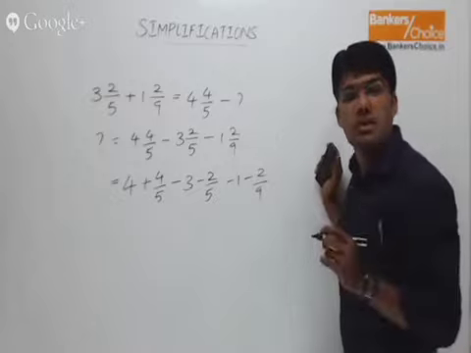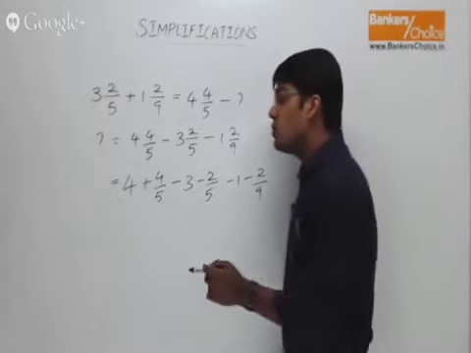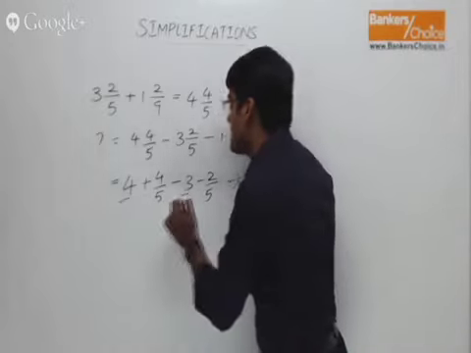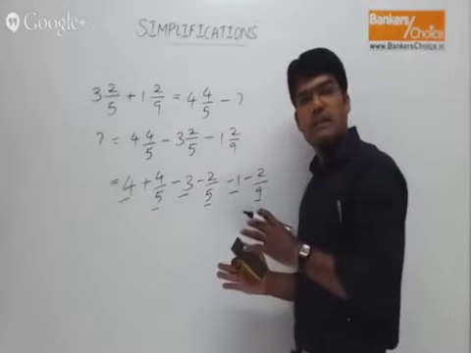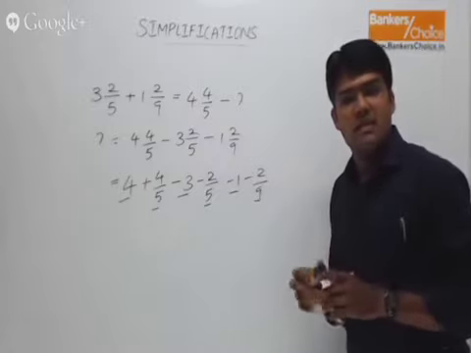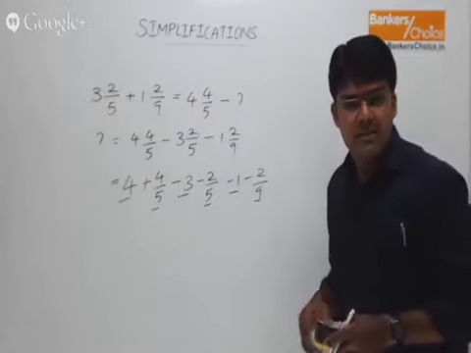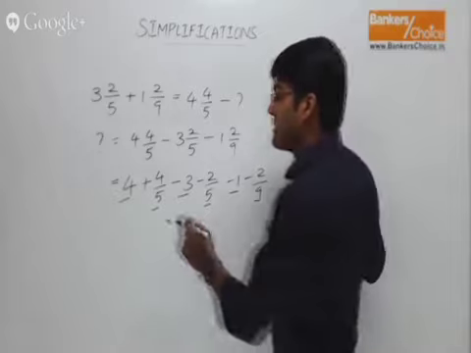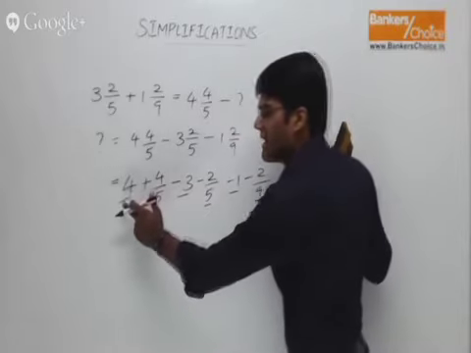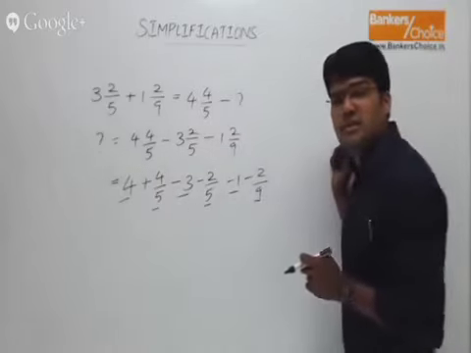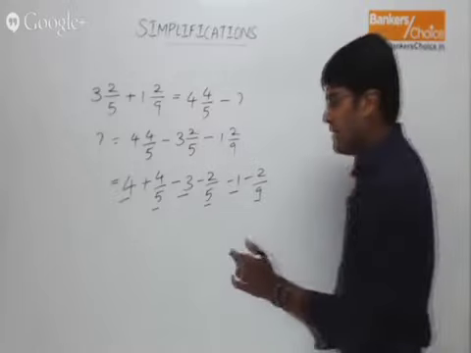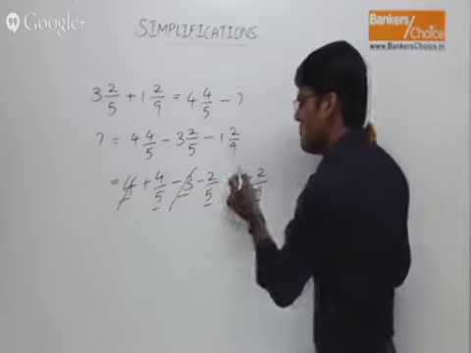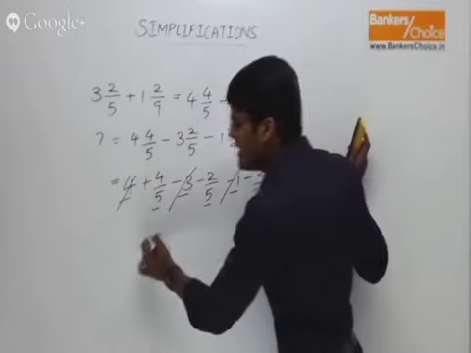Now try to do the calculation. What kind of calculation will you do here? Do the calculations for the integer part separately and the fraction part separately. Are you able to follow? We'll do the integer calculation in one shot and then the fraction calculations. Let's see what happens. 4, don't worry about the fraction part. 4 minus 3 is 1. 1 minus 1, 0. Yes or no? 4 minus 3 minus 1 is 0. So there is no integer part.